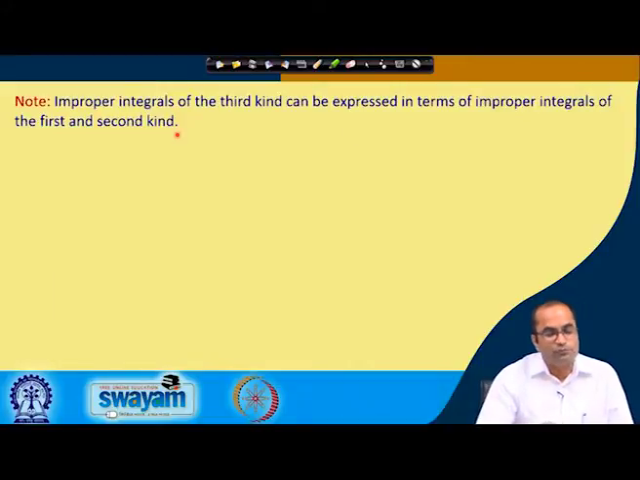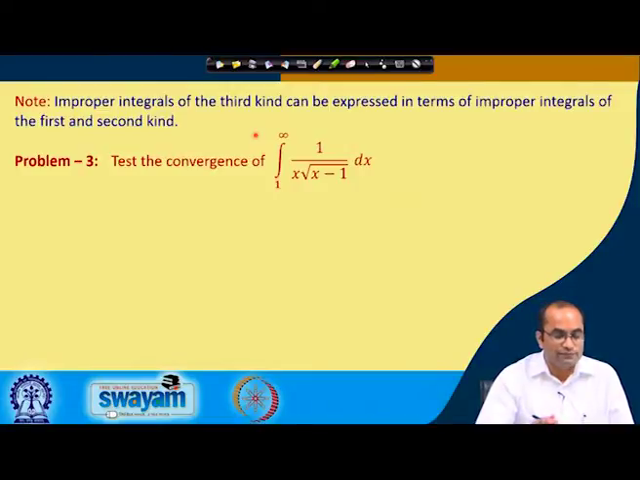Now, if we have the improper integrals of the third kind. Just to recall, the improper integral of the third kind was a mixture of the integral of kind 1 and kind 2. So, we have, for example, this integral from 1 to infinity of 1 over x square root x minus 1 dx. So, we have both the cases here.